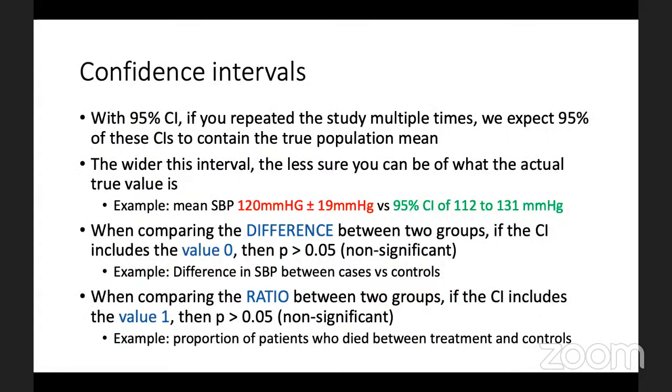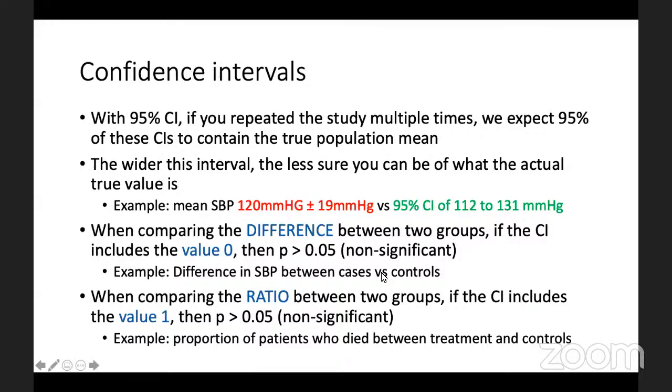Okay, confidence intervals. So we use 95% confidence intervals because we use the 5% p-values. So this gives us 2.5% on either side of the confidence interval. Basically, a confidence interval means that if you repeated the study multiple times, we expect that 95% of these confidence intervals will contain the true population mean. So the wider this interval is, the less sure you can be of what the actual true value is.